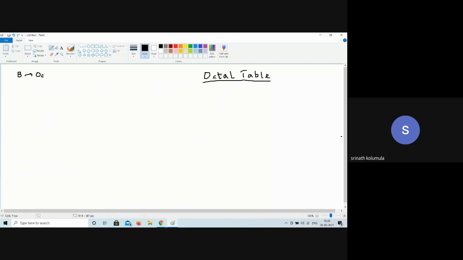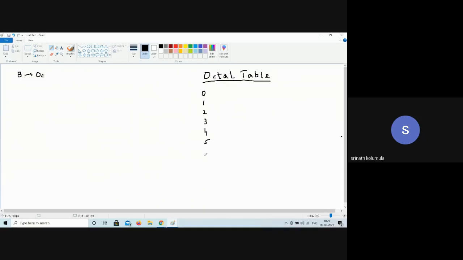So in octal, what values are allowed? 0 to 7. 7 only. Very good. 0 to 7: 0, 1, 2, 3, 4, 5.